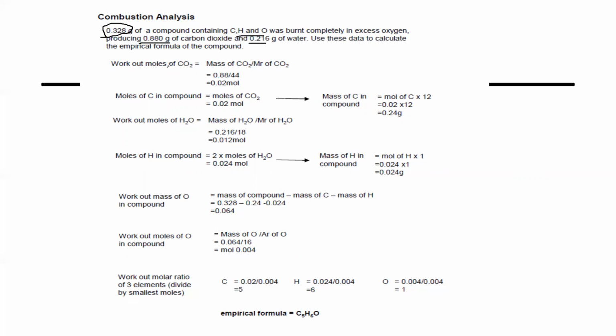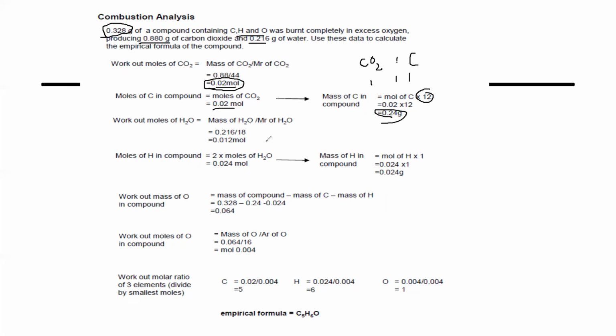First you work out the moles. Moles equals mass in gram over molar mass, so 0.88 divided by 44. You get the moles of carbon dioxide. The simplest mole ratio between carbon dioxide and carbon is 1 to 1, like one molecule of carbon dioxide contains one carbon atom. So if you have 0.02 moles of carbon dioxide, you will have 0.02 moles of carbon as well. Multiply by molar mass, you will get the mass of carbon present in the compound.